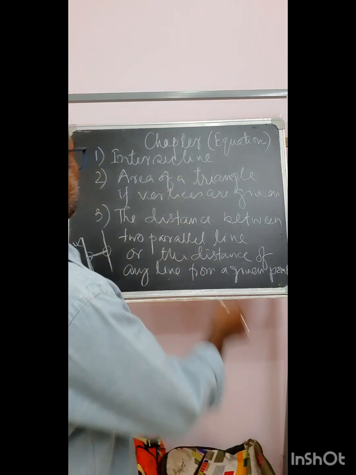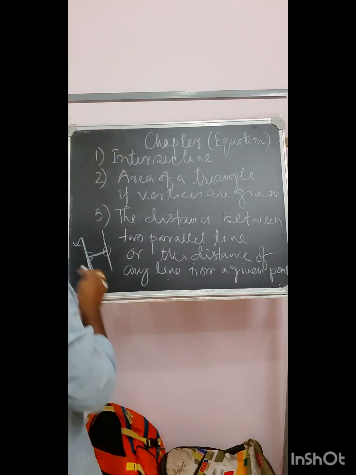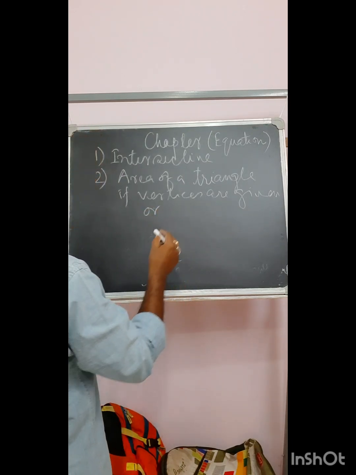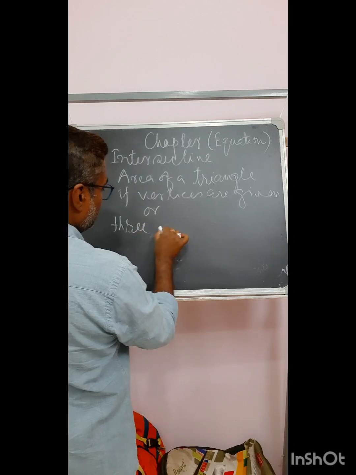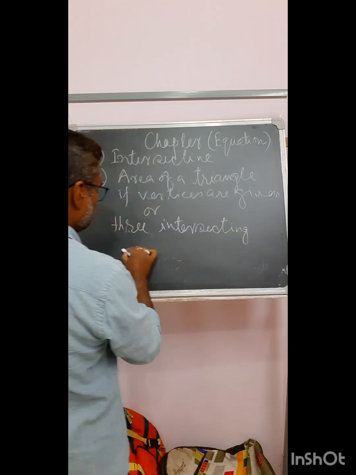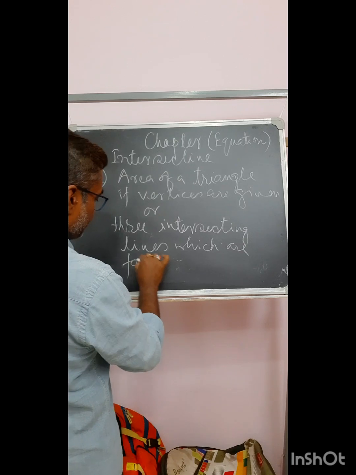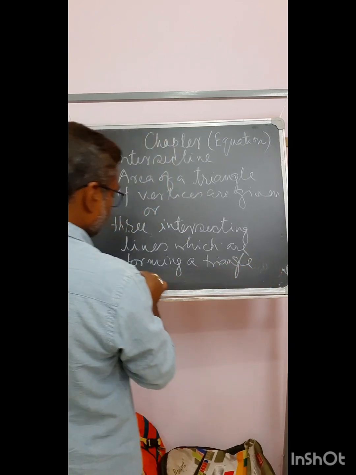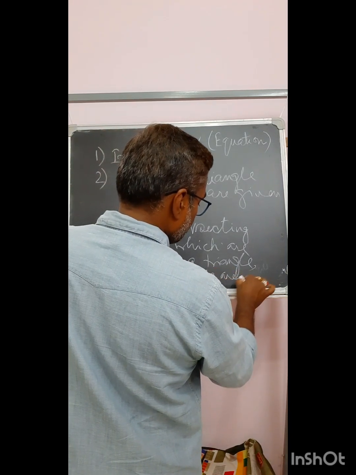And in the second part, where I am saying the area of a triangle if the vertices are given, instead of that, it could be represented in the form of three intersecting lines which are forming a triangle, then find the area. Why am I saying that?